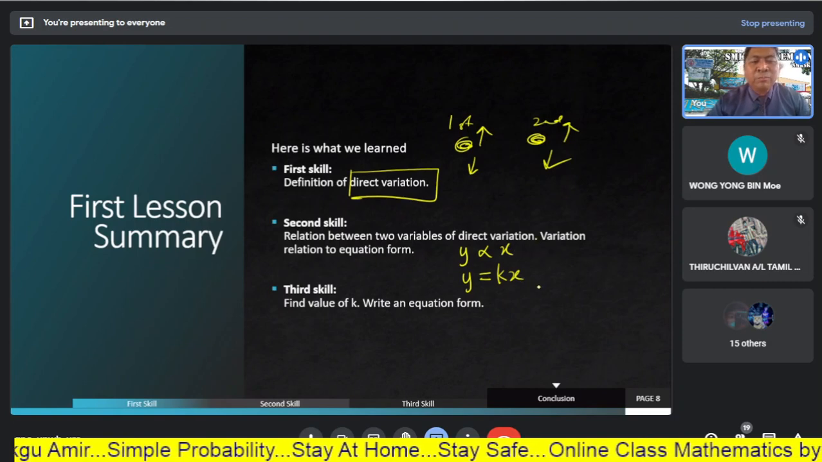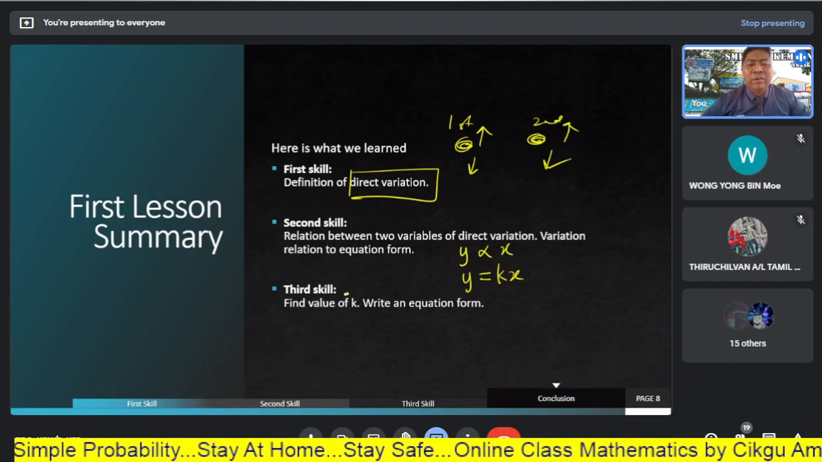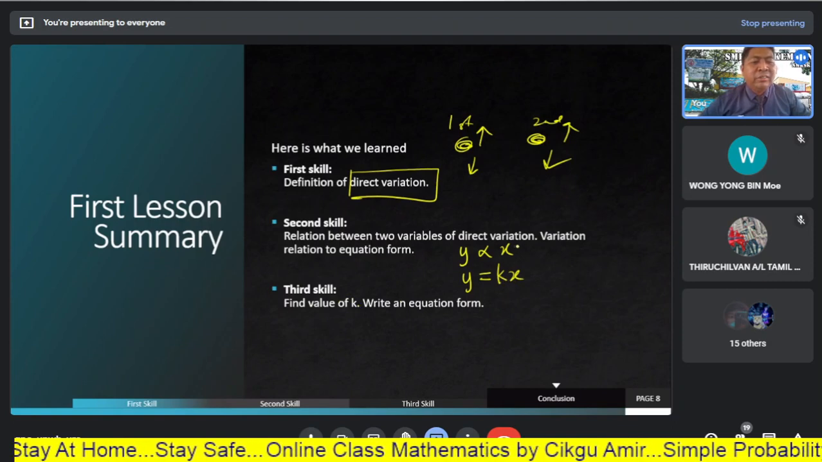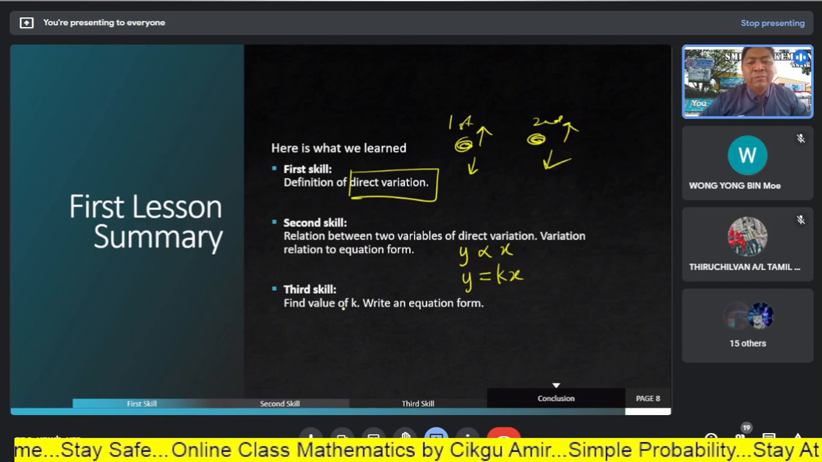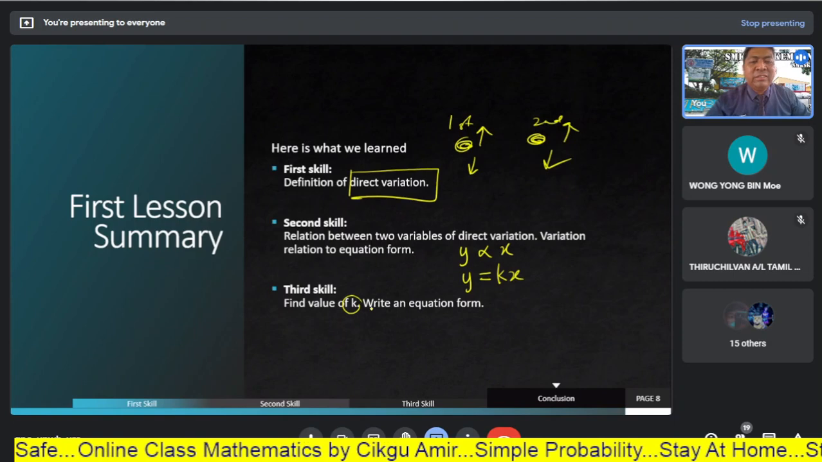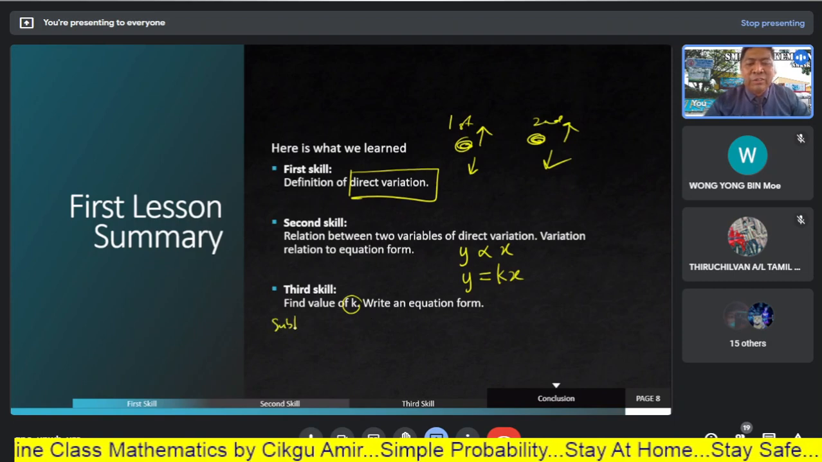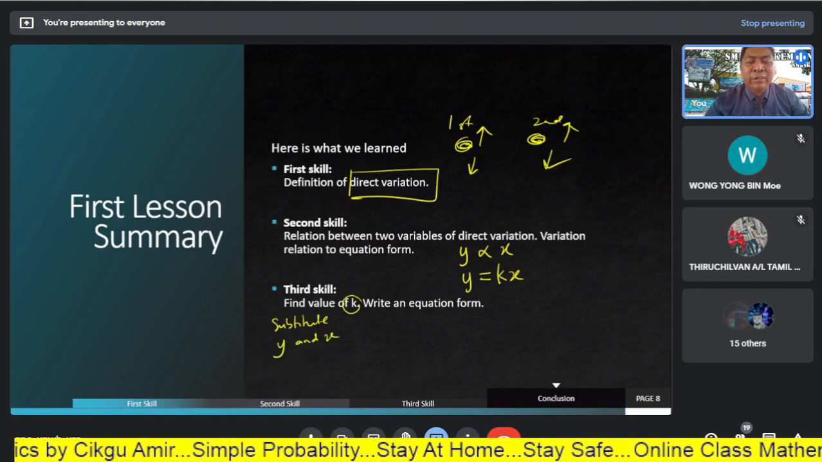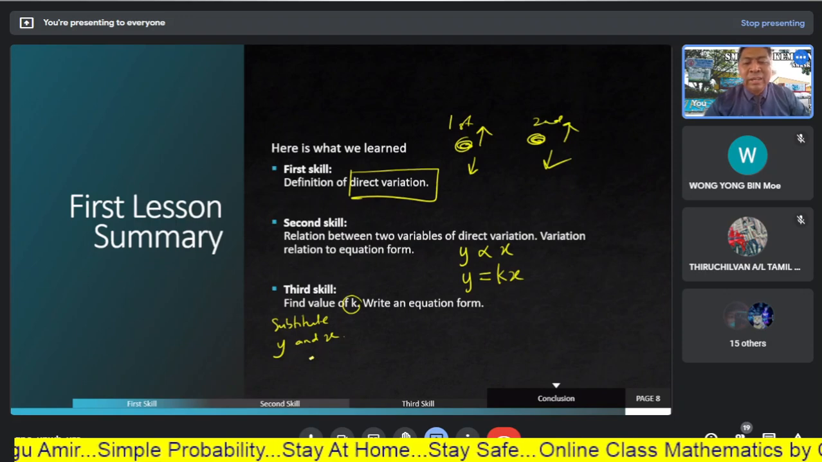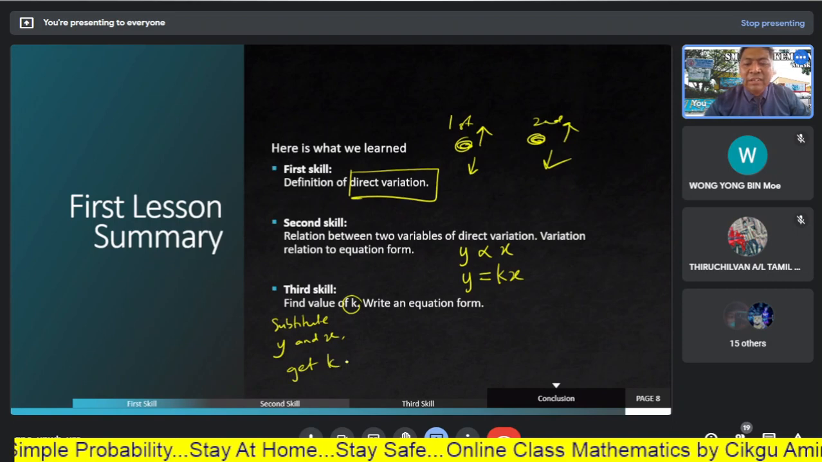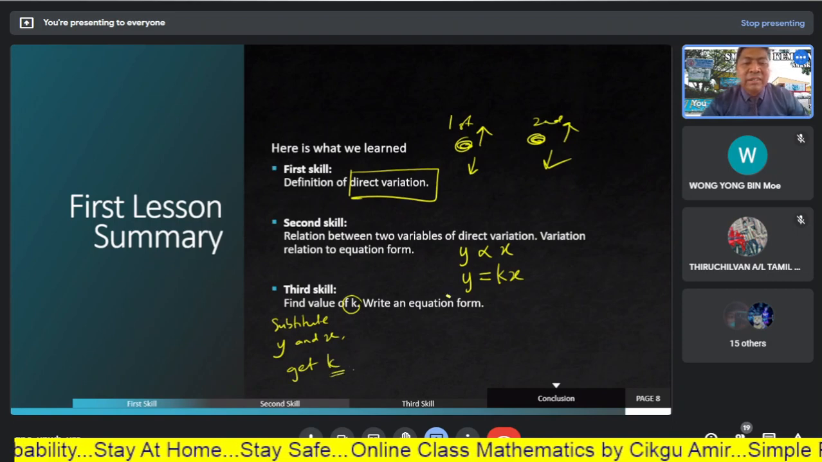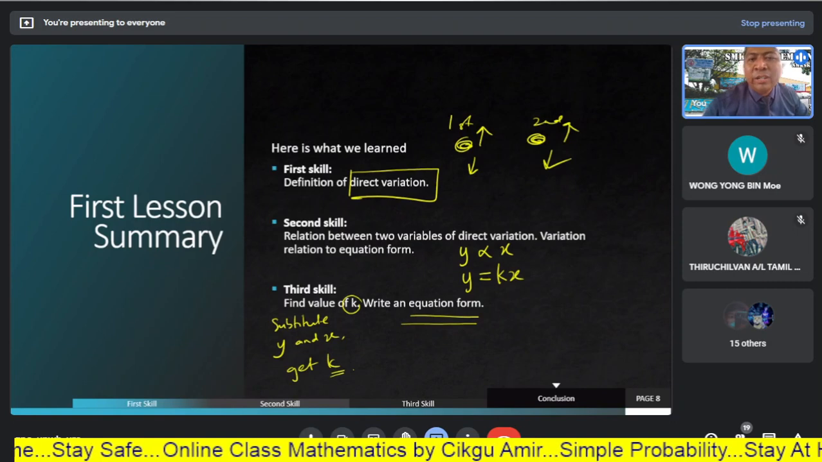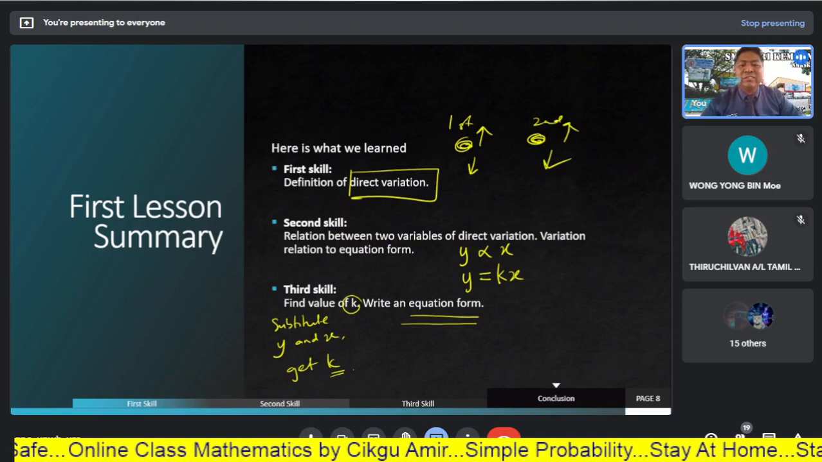This is the variation relation, and this is the equation form. Next skill is to find the value of k. To find k, use the first and second steps. Then the third step, substitute the values of y and x that are given. Get the value of k, then put the value of k back in the equation form. This is our lesson today.